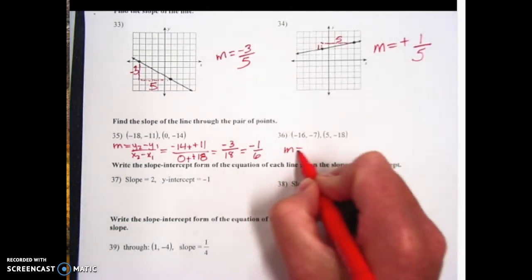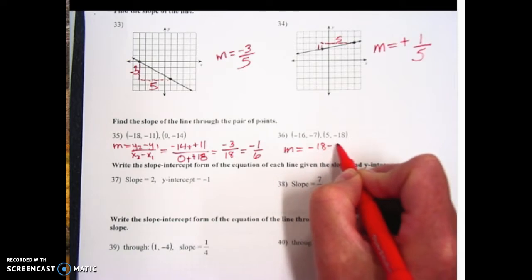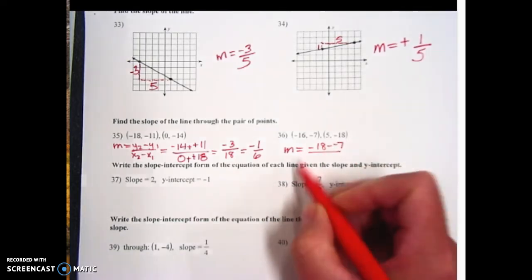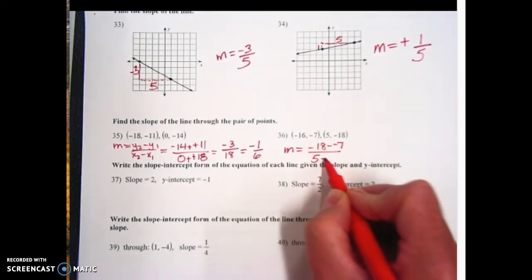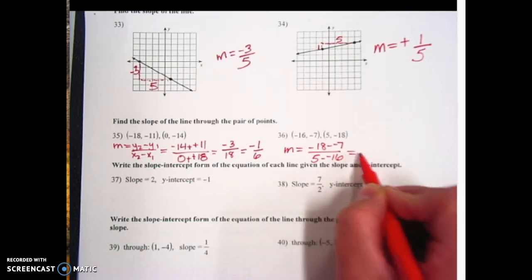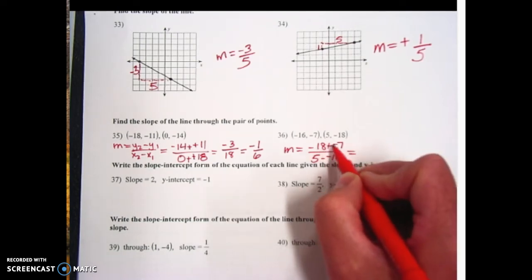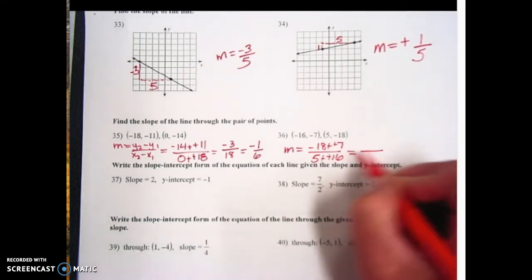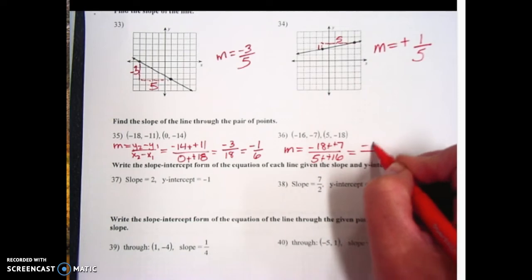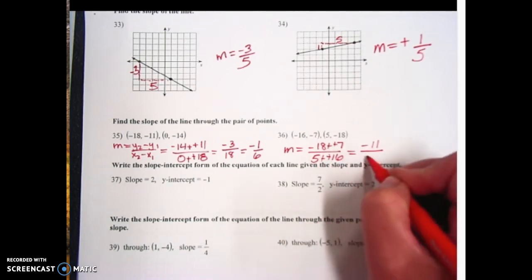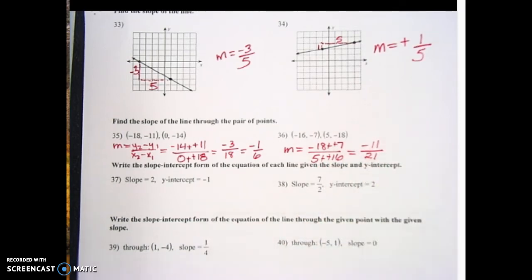I'm going to use the same formula on number 36. So for my slope, I'm going to have negative 18 minus negative 7, and then in the denominator, I'm going to have 5 minus negative 16. To simplify, I change this to plus, plus, plus, plus. Negative 18 plus 7 is negative 11. 5 plus 16 is 21. And as much as I'd like to reduce that, it doesn't look like you can. All right.